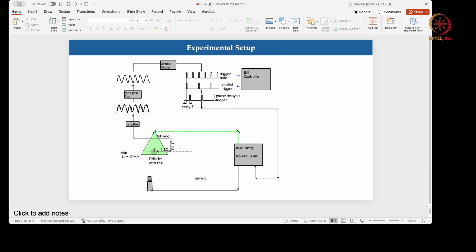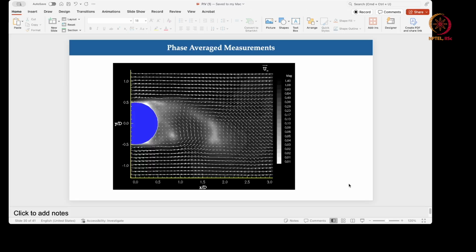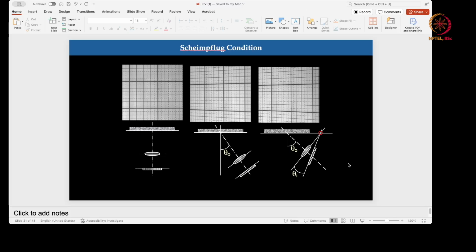Here hot wire anemometry is also used as a probe measurement at a particular location. You can see that all these things are done again with the YAG laser, the delay and the bandpass filter. So all these are features that we have covered already. These are some of the phase averaged measurements, which is at 180 degree and which is at 0 degree with respect to the reflective symmetry in the x-axis. These are the phase averaged measurements, more on the phase averaged measurements.